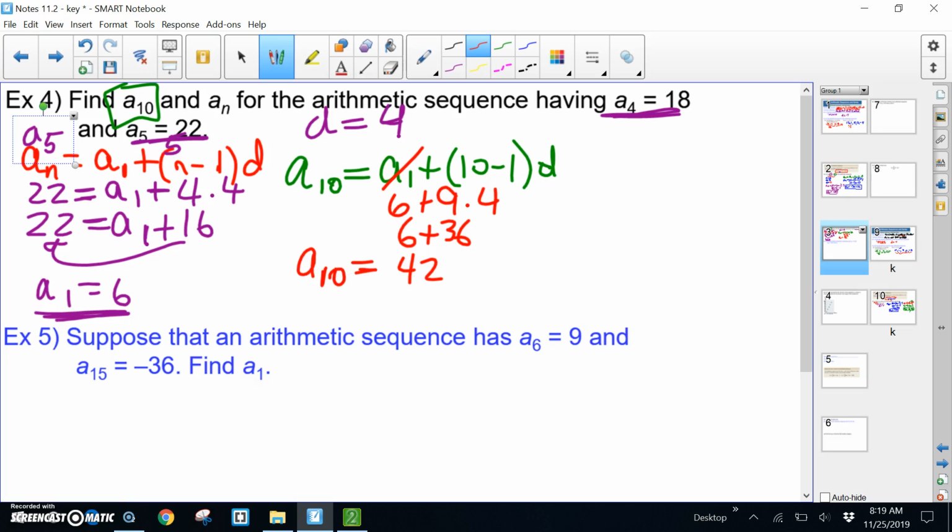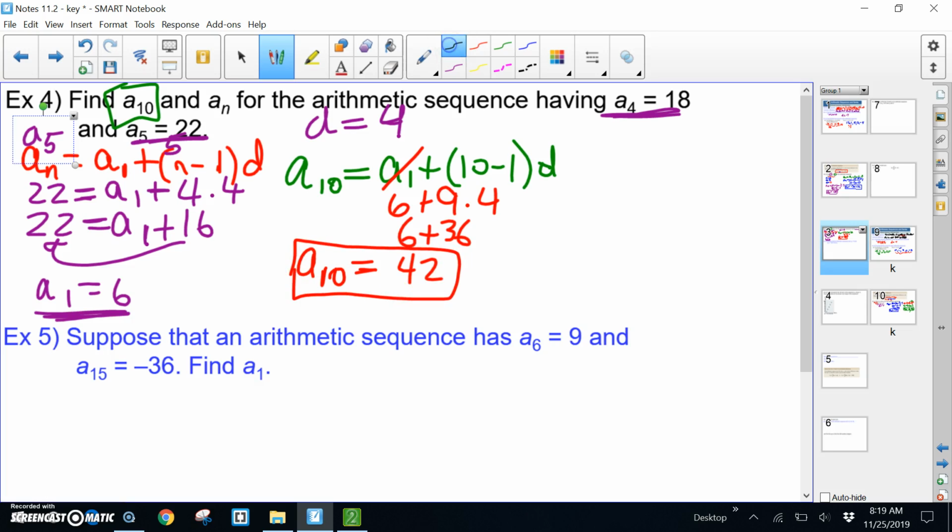Now, I guess what you could have done is said the fourth term is 18, the fifth term is 22, the sixth term is 26. You can just add 4, then 30. Then, you could have just counted until you got to A10, but here we're using the formula. You've got 2 different ways, though.